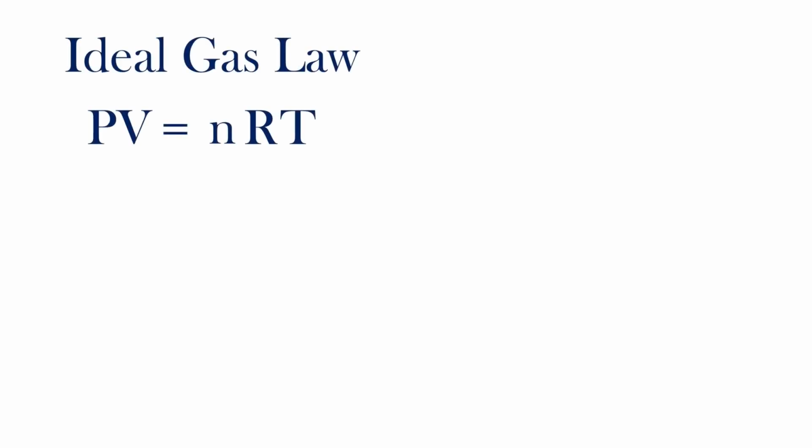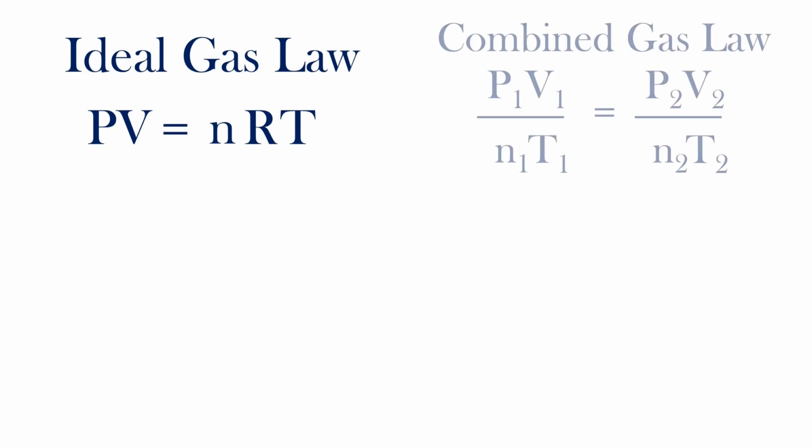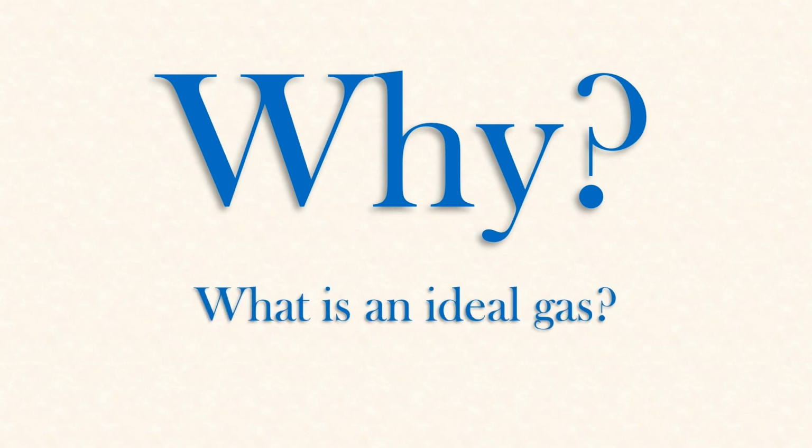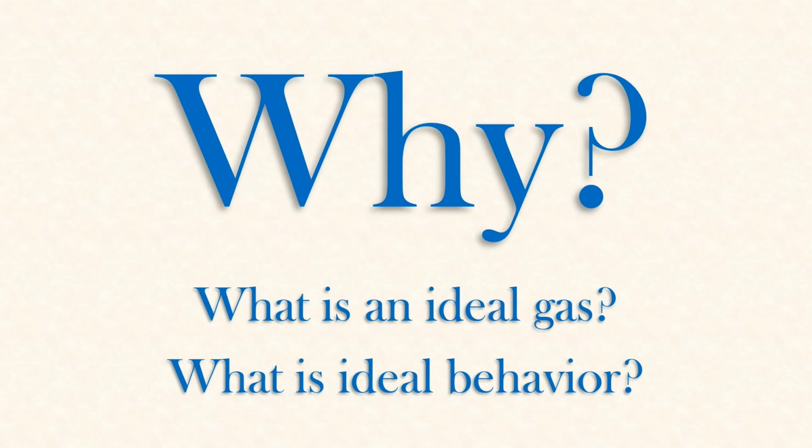In earlier lectures, I reviewed the gas laws. I explained that these gas laws or gas equations work nicely to explain and predict gas behavior mathematically. But these equations only give us a quantitative view of gas behavior. What these gas laws don't tell us is why. Why do these gases behave the way they do? What is an ideal gas? And what is ideal behavior?